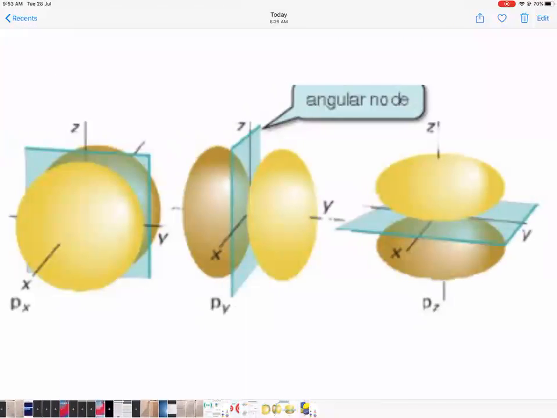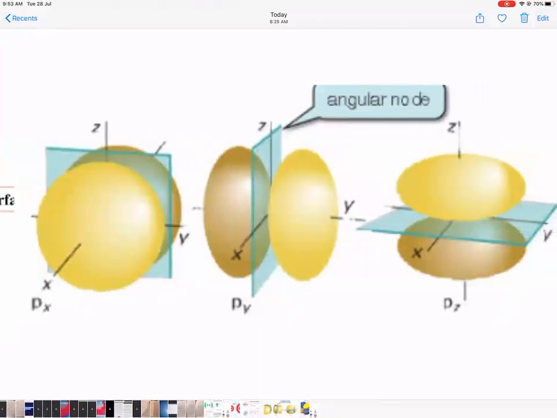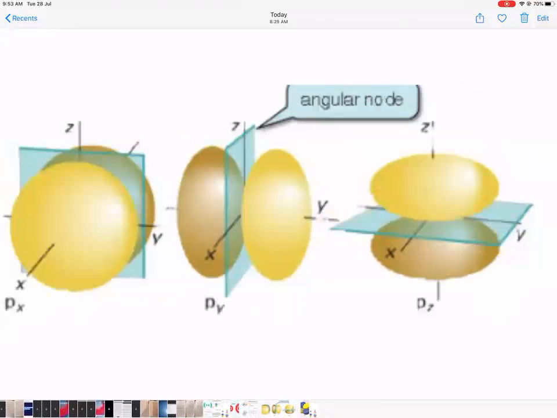So here I have shown you the Px, Py, Pz, the glass slab that you see, where the probability of finding an electron is 0. So here I have shown you the angular nodes of Px, Py and Pz. On those glass slabs, the probability of finding an electron is 0. So those are referred to as the angular nodes. The number of angular nodes is equal to the L value, the azimuthal quantum number.